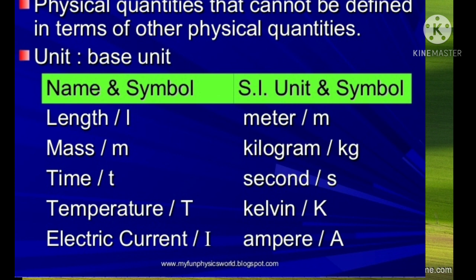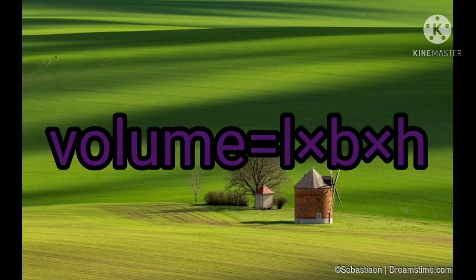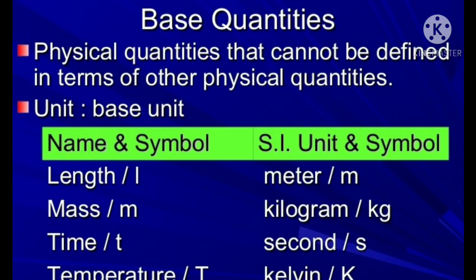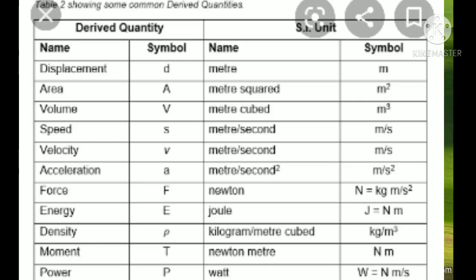For example, if you want to measure volume, we need length into breadth into height. So we are using some more units also. That is a derived quantity. But basic quantities are those that cannot be defined from other physical quantities. Next one is derived quantities. These derived quantities can be expressed in terms of other basic quantities.